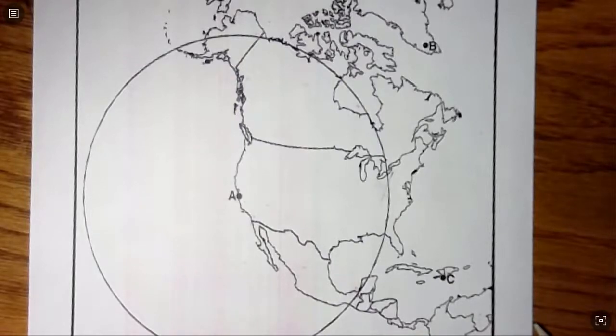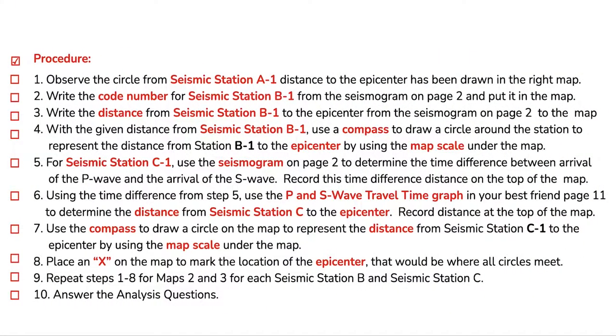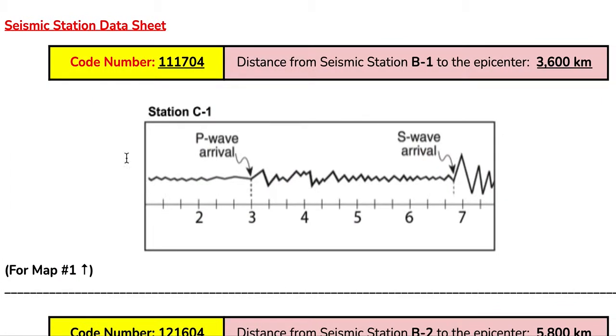Hello! In this video, we're going to learn how to find the epicenter of an earthquake. In order to do this, you need three things. The first one is that you need a map, just like this. You also need the procedure that lists all the steps that you need to follow. And you also need the seismic station data sheet with the seismogram and the information that you will need based on the different seismic stations that you are being reported.